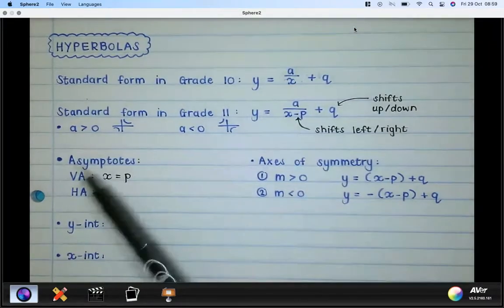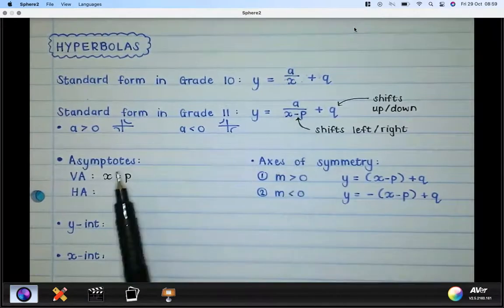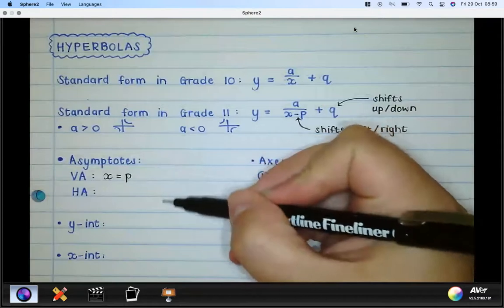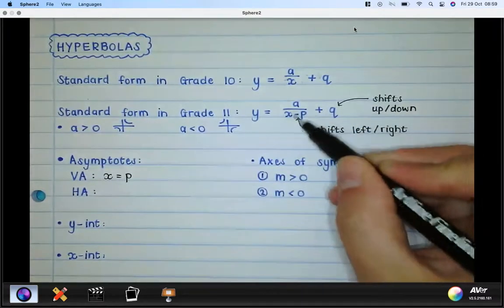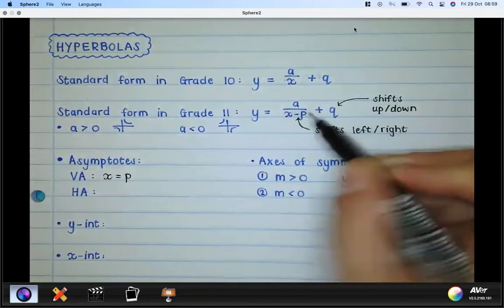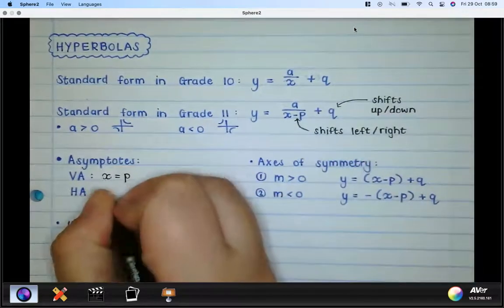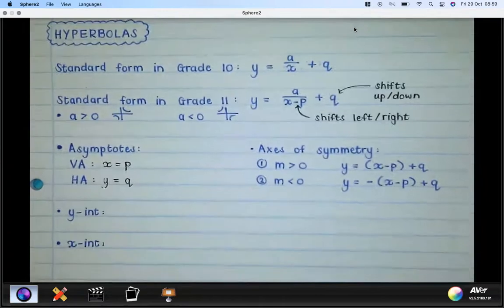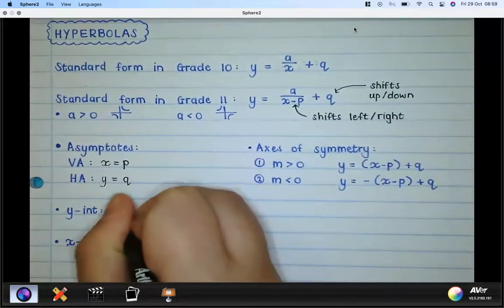As I was saying, the vertical asymptote is your x asymptote. Vertical, remember, is a line that looks like this. It's vertical, so it cuts your x-axis, and it will cut your x-axis at your p value. The horizontal asymptote is just like you learned last year, y equals q. To get your y-intercept, you are going to have to make x equal to 0.